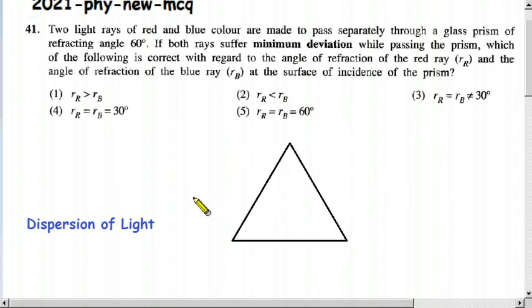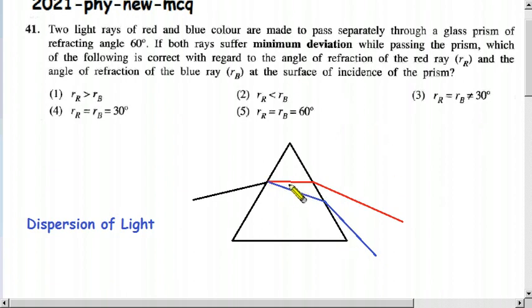What happens to this incident ray? You can see the colors, and that is called dispersion. So red light bends with a small angle, but for blue light the deviation is larger. You should remember that to answer this question.